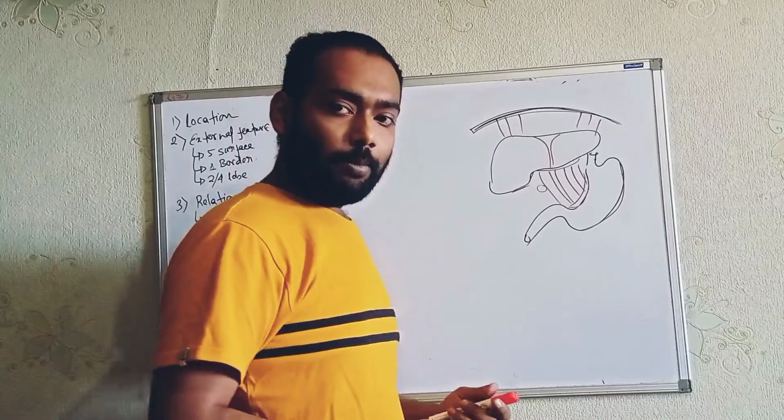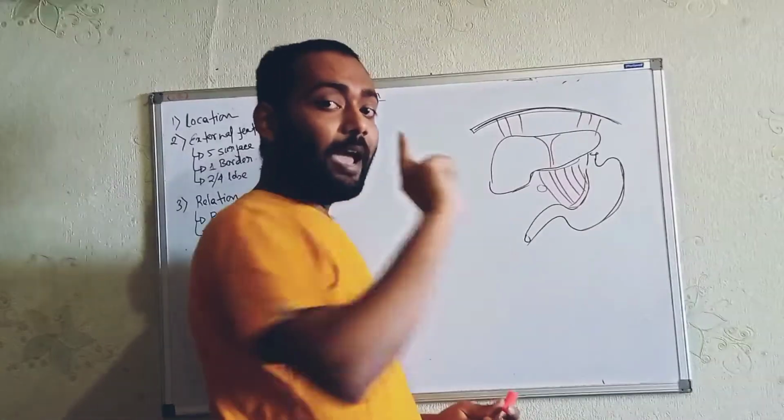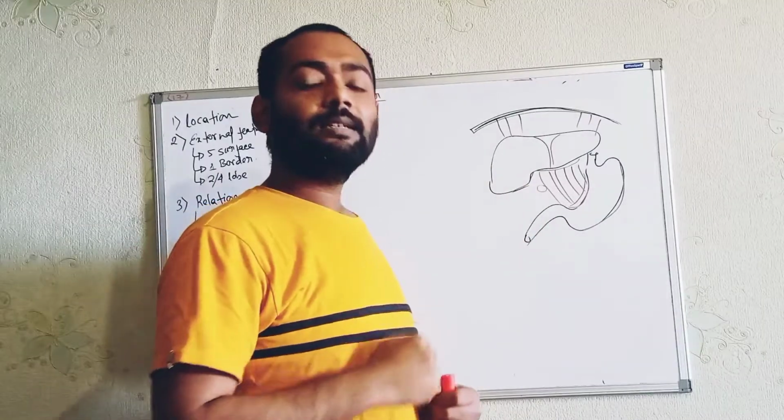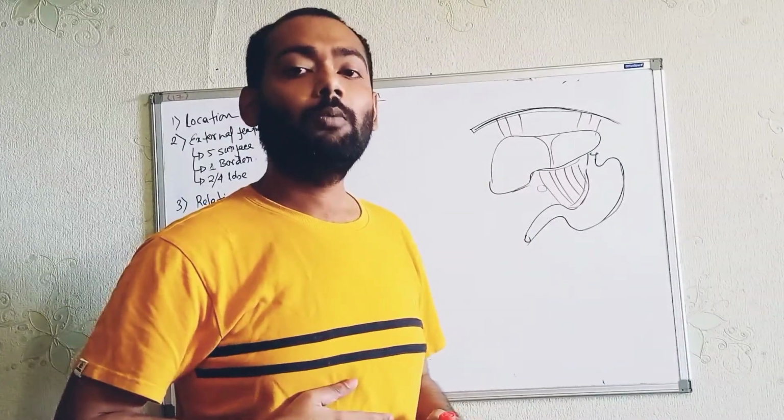So this falciform ligament, this is what surface? You have to know the surface. This is our anterior surface. The anterior surface will attach with what?